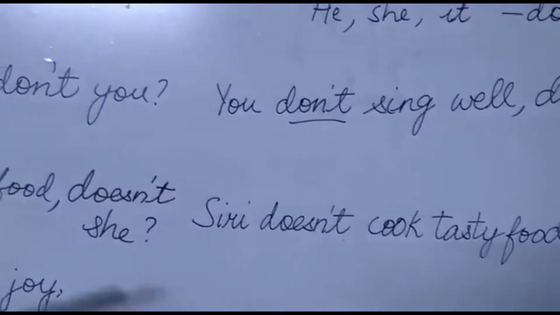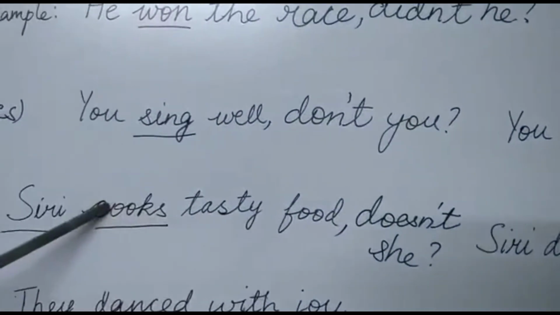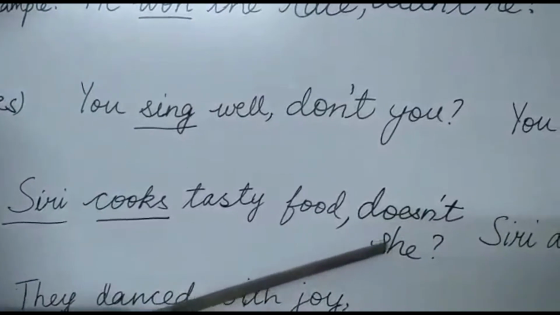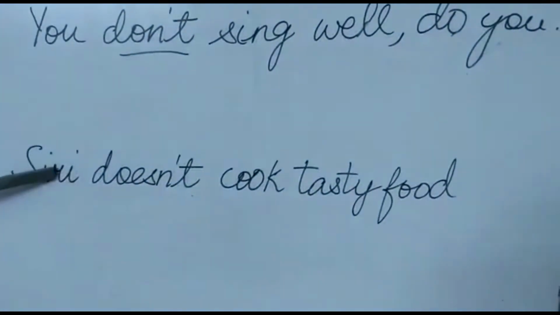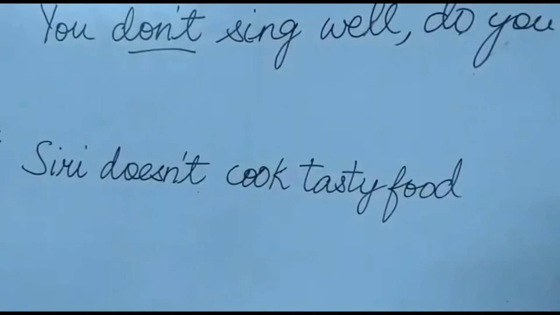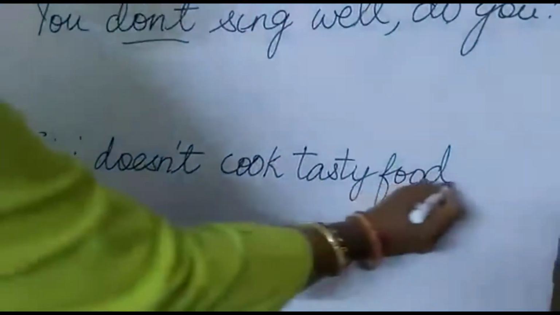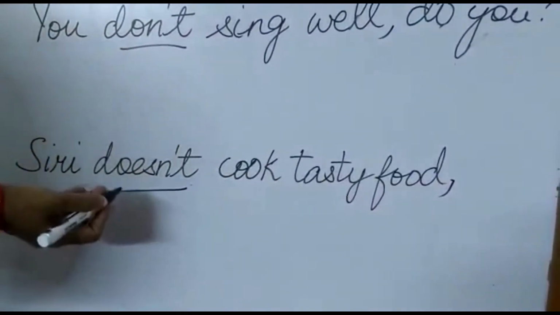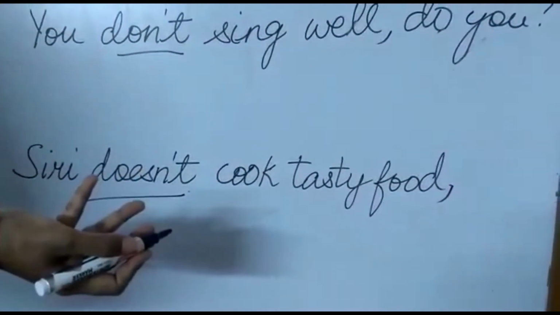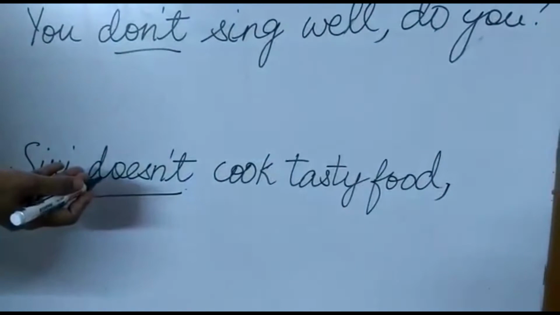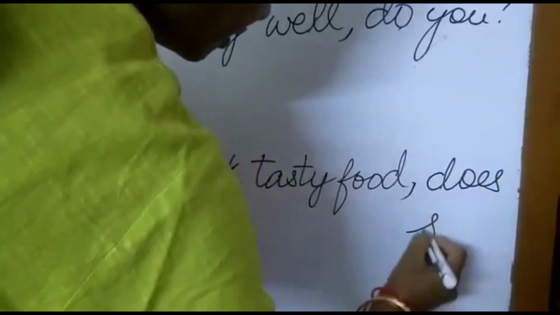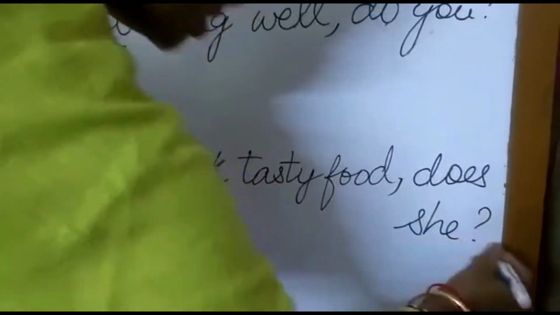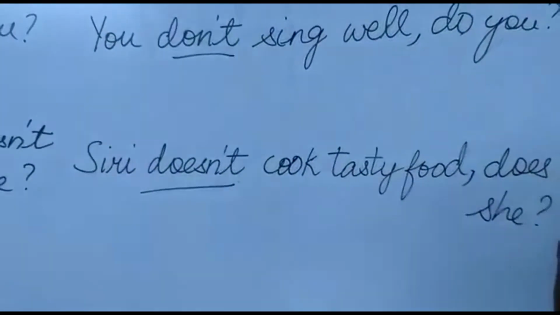Now I told you about a positive statement and gave a negative question tag. Now we will check the negative version of the same example: Siri doesn't cook tasty food. Now it is understood, no? Very clear. The positive of doesn't is what? Does. Does she? Yes, understood? The last example let me take.